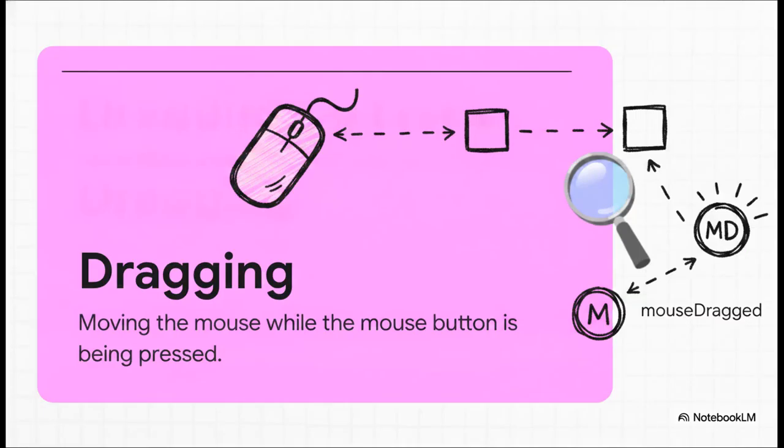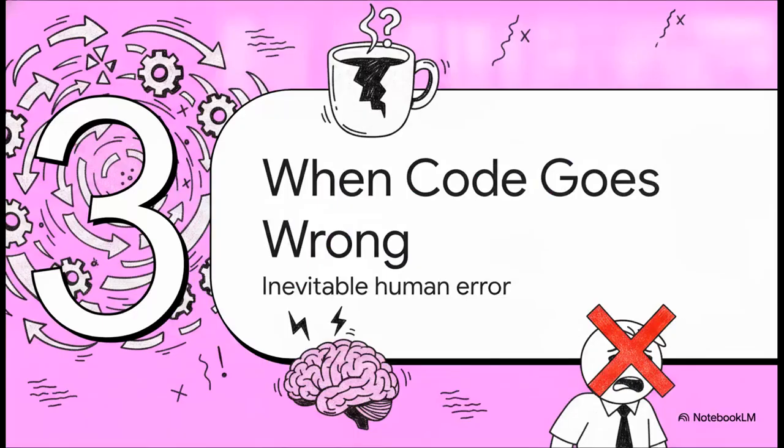And hey, speaking of dragging, let's actually ground that technical concept with a very specific physical definition. In the Java environment, dragging isn't just casually moving the cursor around. No, it's explicitly defined as moving the mouse while the mouse button is actively being pressed down. By strictly defining this physical interaction, Java knows exactly when it needs to trigger a mouse-dragged event versus just a simple mouse-moved event.